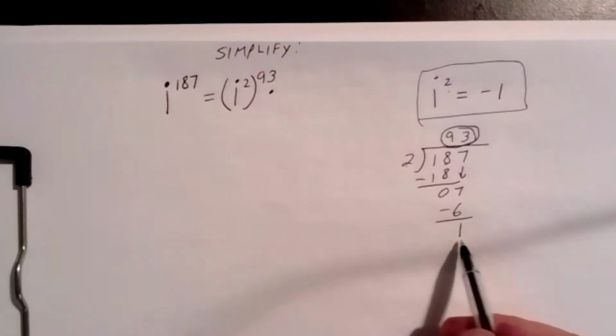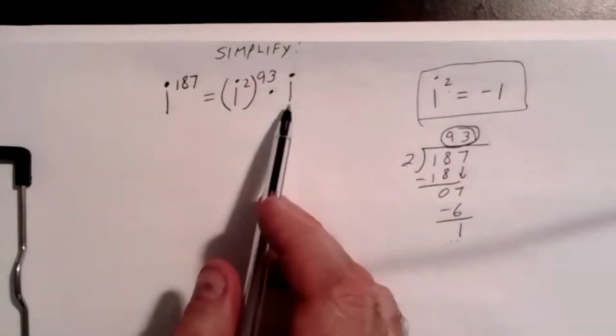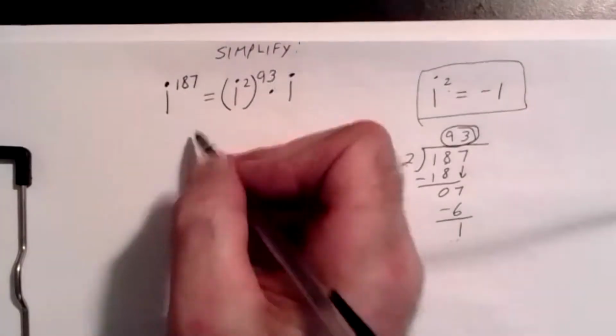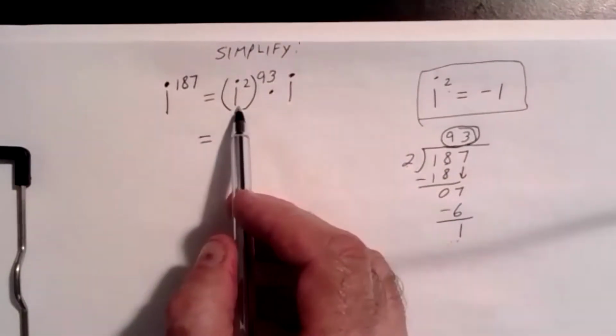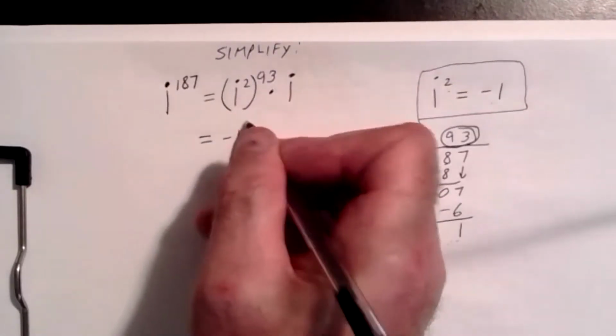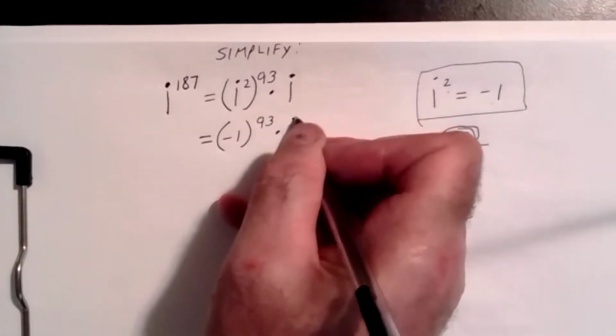times, ladies and gentlemen, but look, we got 1 i left over. We got a remainder of 1. So that means times 1 i left over. Remainder of 1, 1 factor of i left over. Now, what's i squared? By definition, i squared is -1. So we replace i squared with -1. So we got -1 raised to the 93rd power times i.